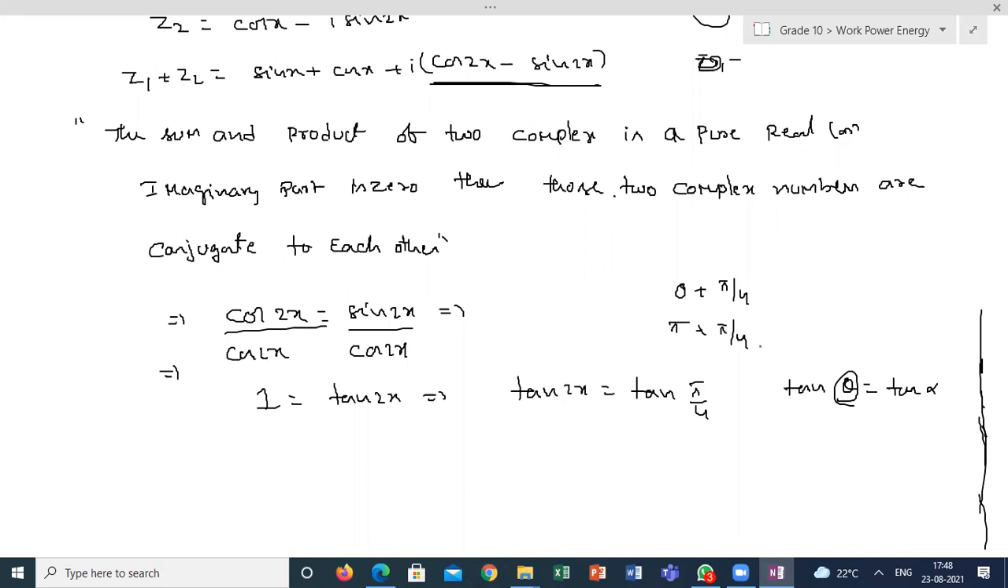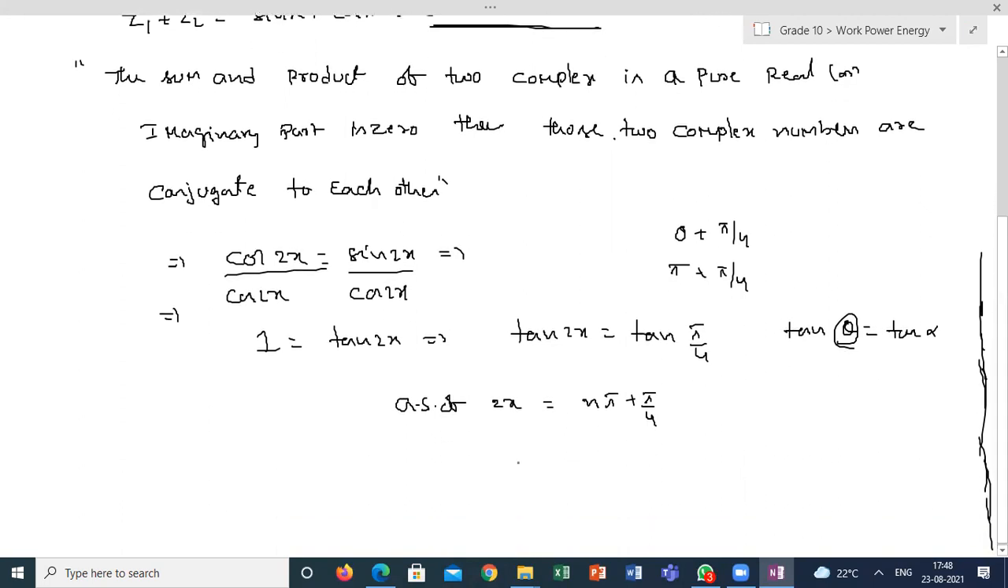What is the answer? Sir, n pi plus pi by 4. n pi plus pi by 4 is the general solution of 2x or x? 2x only. If 2x, then what is the general solution of x here? The solution of x is n pi by 2 plus pi by 8.